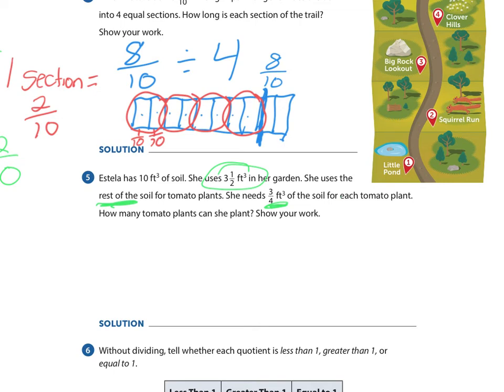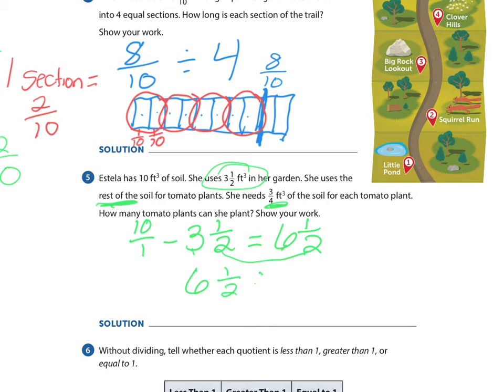So we actually have to take 10, and we have to take away 3.5. Okay? If you have 10 minus 3.5, we could set it up, but you should know that's 6.5, right? 6 and 3 is 9, 1/2 would give you 10. So I really didn't have to put it over 1. So we're starting with 6.5.